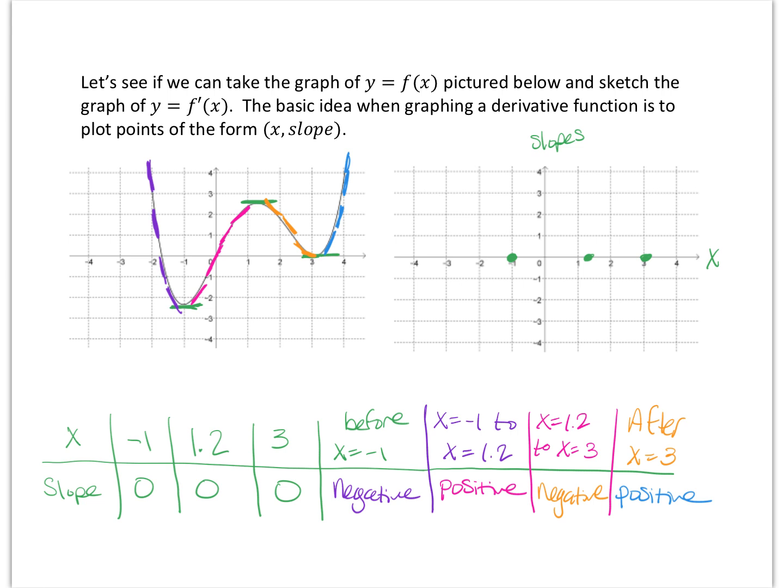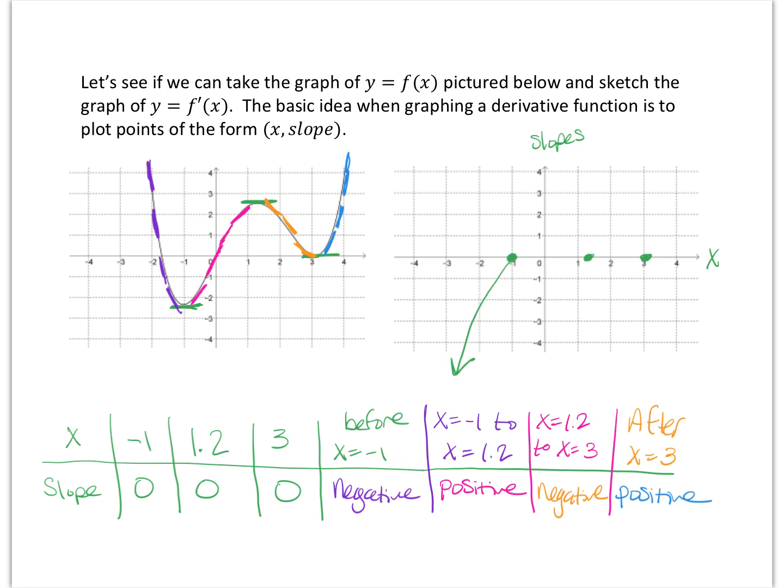Okay, so let's see if I can fill in my graph with this information. Before -1, my slopes are all negative, and as I move to the left, they get steeper and steeper and steeper. So they start out just a little bit negative, and then they're more and more negative. So I'm just going to draw it going more and more negative. Okay, so these are my y values, or my slopes get more and more negative.